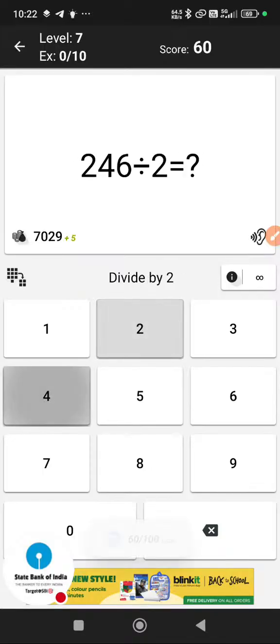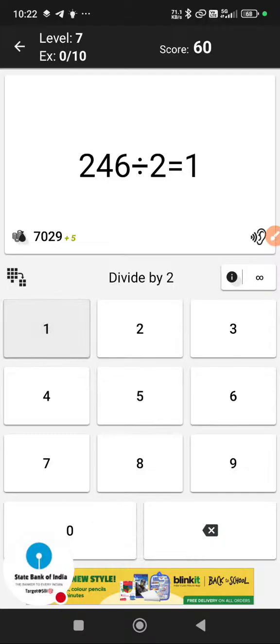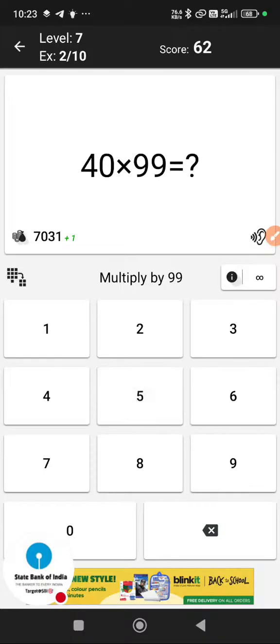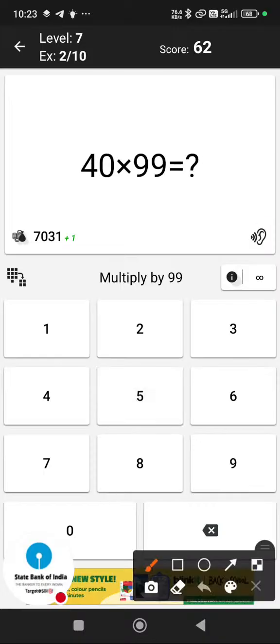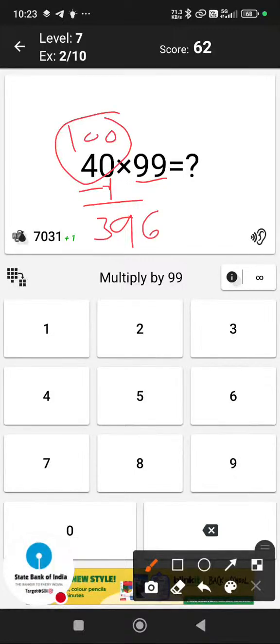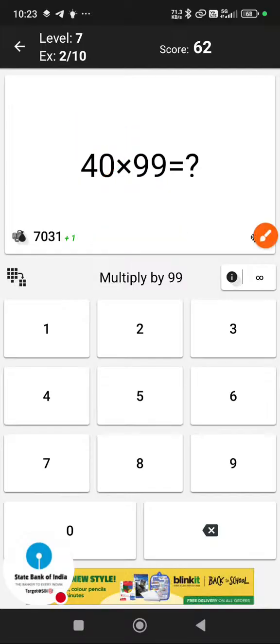This is 224. Okay, next one, 2 1 times, 2 times, and 3 times. This will be 6 times 24 and 5 times. If we see any number multiplying with 99, we do minus 1, we get 39, and subtract 40 from 100, we get 60. So the answer will be 3960.